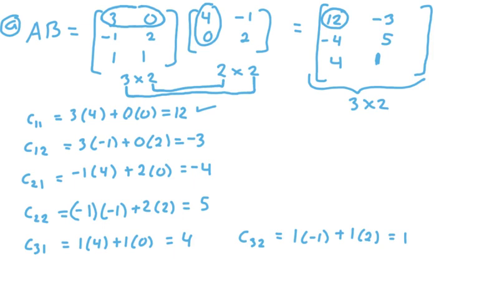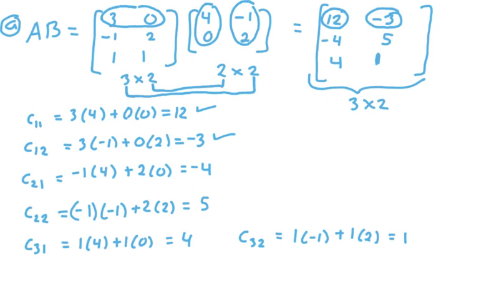Now I want the entry in the first row, second column of AB. And I'll call that C1, 2. Now, the second column is located over here. And so to find C1, 2, I'm going to take 3 times negative 1 and add 0 times 2. And I get negative 3.